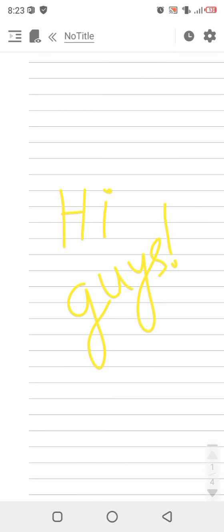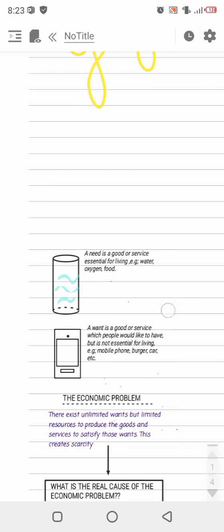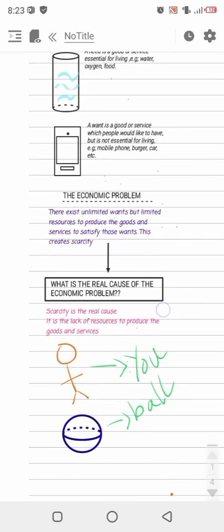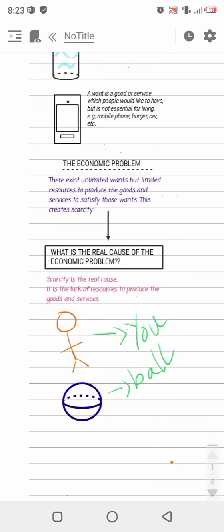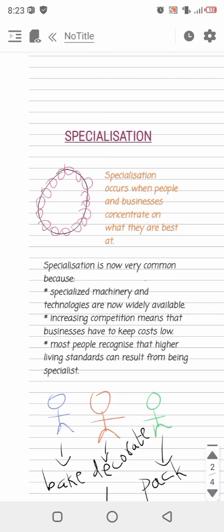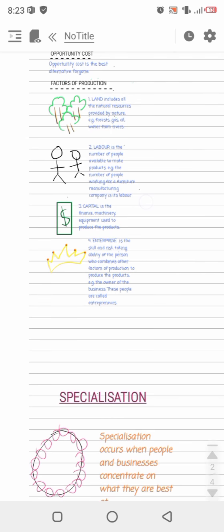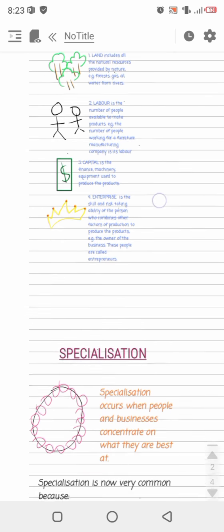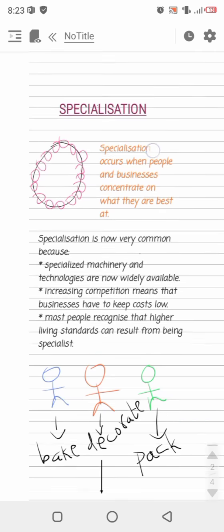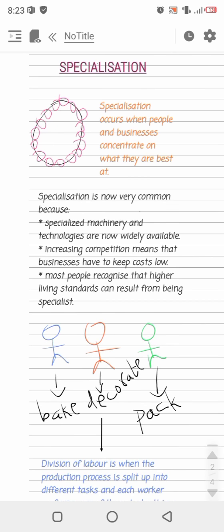So today we are going to continue chapter 1 of business activity. Previously we studied what is a need, what is a want, the economic problem, the real cause of the economic problem, scarcity, opportunity cost, and factors of production also. There are four factors of production: land, labor, capital, enterprise, right? I hope you remember this. So let's continue from specialization today.